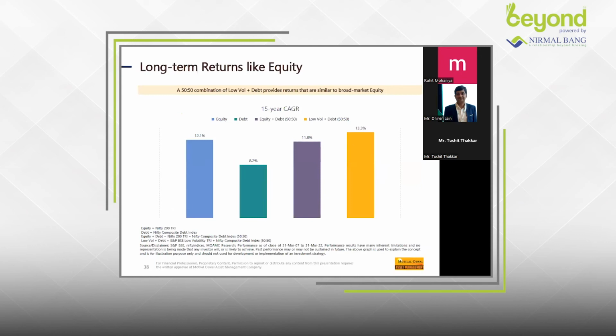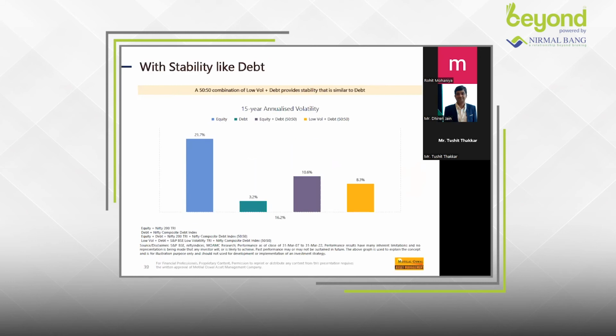And you can see here, over the last 15 years, equity has given you 12% type of returns. Debt ने आपको 8% return जितना दिया है. The equity plus debt 50-50 combination would have given you close to 11.8 to 12% returns. But उसी portfolio में अगर मैं equity की जगह low volatility type के stocks लेता, तो my performance is now 13.3%, doing better than the equity market. So over a long-term time frame, your combination of low volatility stocks plus debt, which is conservative in nature, gives you, in fact, better returns than any other asset class that is out there, but at a significantly lower risk.